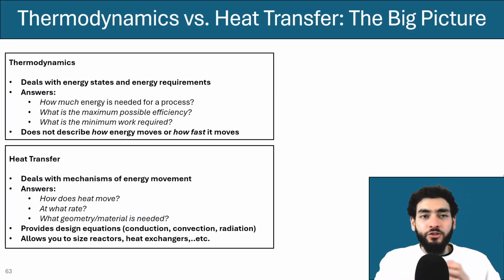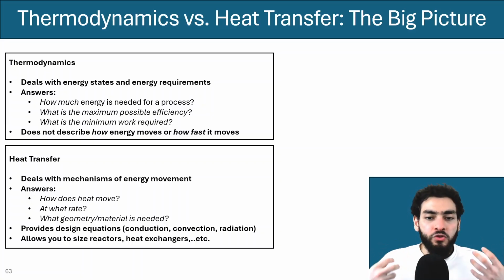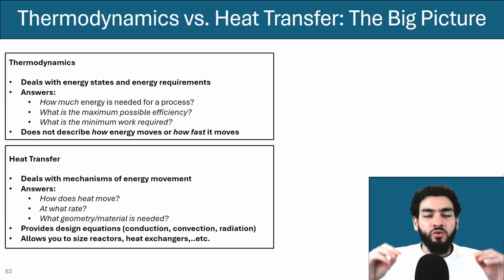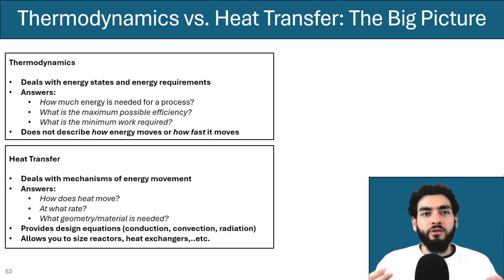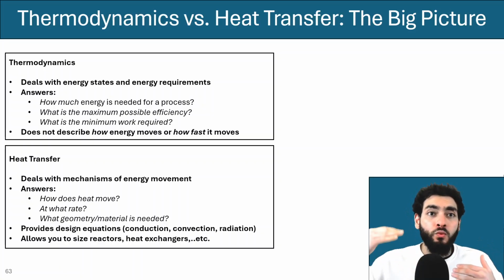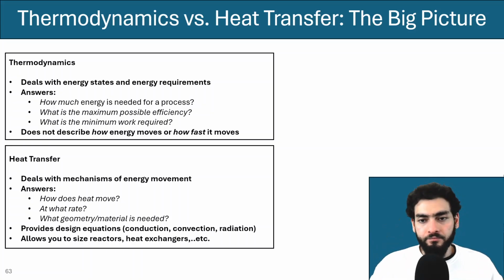On the other hand, heat transfer completes the picture because it deals with the mechanisms of energy movement. It answers questions like how fast does the heat move, at what rate, and what geometry or material is needed. So this allows you to size reactors and heat exchangers. And it provides you with what you need to know so that you can use the right design equations, like conduction, convection, and radiation equations, in order to figure out what is the heat transfer rate, or how fast the material absorbs energy, or how fast the temperature rise would be.